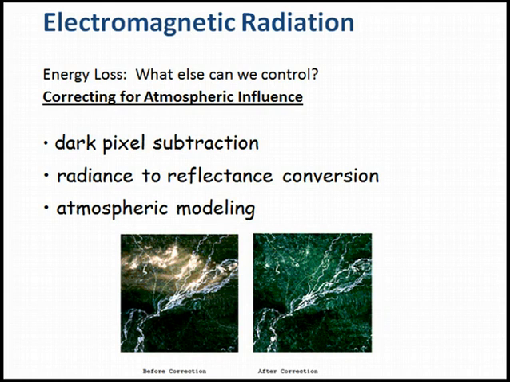Once you've exhausted all of these options for how to limit the impact of the atmosphere on your electromagnetic radiation and the signal your sensor receives, your next step is to try to correct for this atmospheric attenuation. And there are lots of different ways to do this. Some are very simple and straightforward, and some are actually quite complex and also expensive. So we are going to spend another lecture talking about atmospheric corrections and a whole lab on that as well.